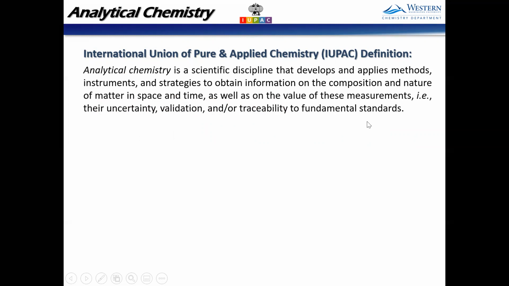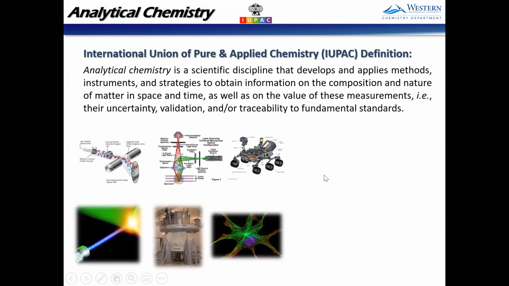For example, uncertainty, validation, or the traceability to fundamental standards. So from this concept, you can see analytical chemistry is really a tool for penetrating a lot of different areas, right? Because you're trying to obtain information on the composition and nature of matter. So basically, it's everything. It exists everywhere.